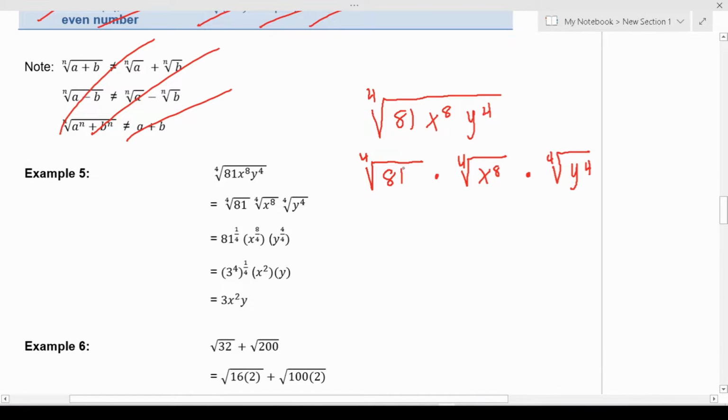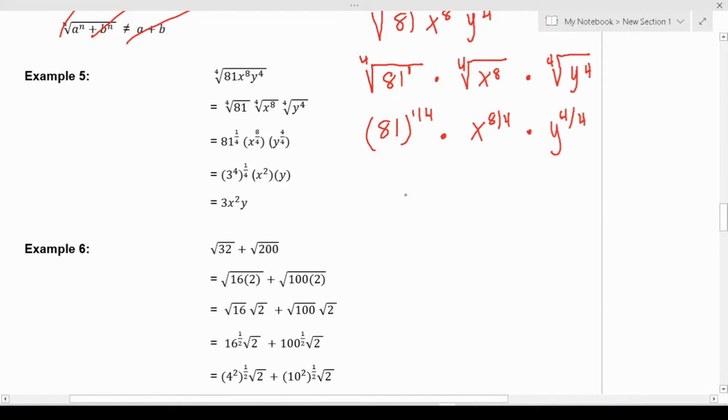And now let's take these roots and express them as exponents, which we learned previously in this video. Again, in case it's not obvious, this is 81 to the first power. So this becomes 81 to the 1/4 times x to the 8/4. Again, this exponent goes to the numerator, whereas the index goes to the denominator, times y. Again, exponent, numerator, index, denominator. Okay?